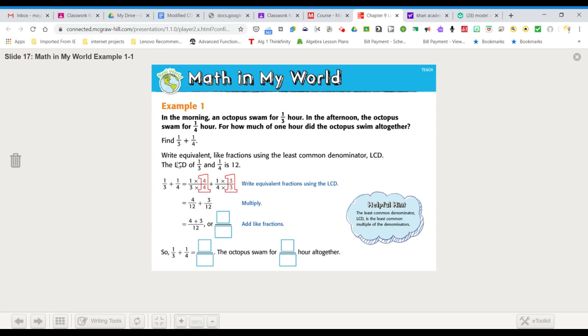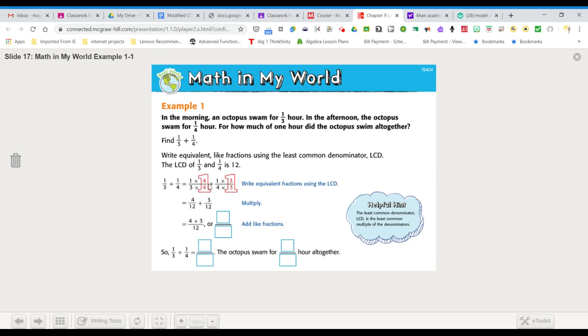In this section here, you notice that they're taking 1/3 times 4/4. Why are they doing that? Well, 3 times 4 is 12. And over here, they're doing 4 times 3 for the other fraction, because 4 times 3 is 12.